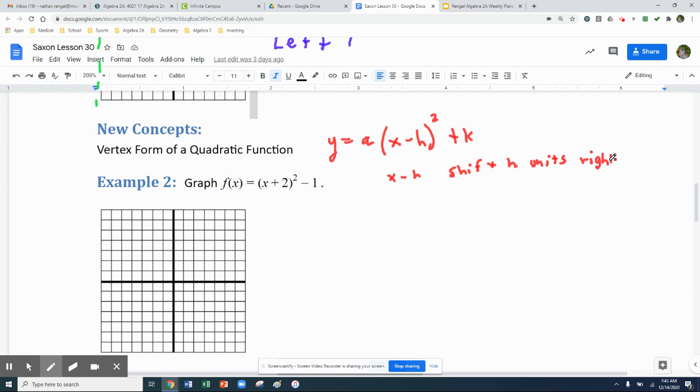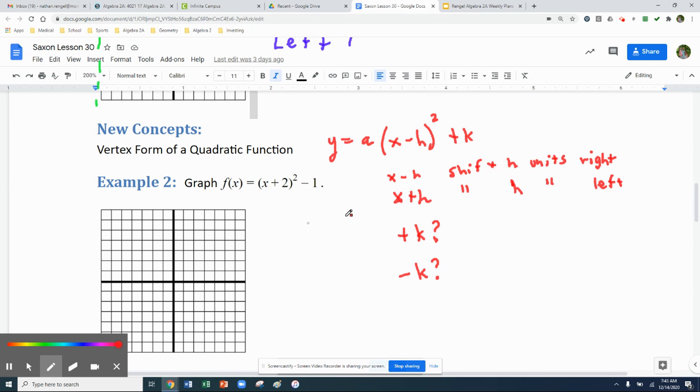So whenever we see that x minus h in there, that tells us it's a shift h units to the right. X plus h shifts us h units to the left. So I'm just going to say the exact same thing there, except when I have x plus h, that's going to shift me h units to the left. The next thing we're going to look at is, what does that k value do? So that plus k, what does that do? Or if I had a minus k at the end, what does that do? All right, and then we'll continue to talk more about what that h and k are doing there.